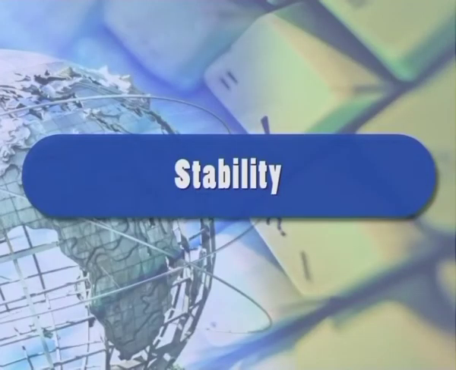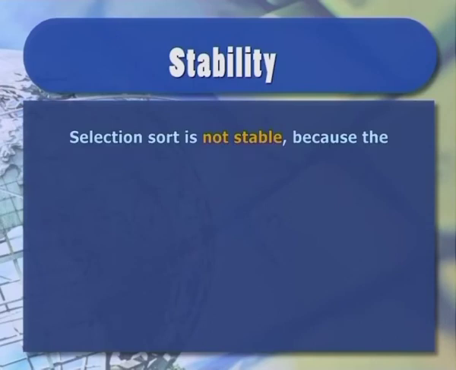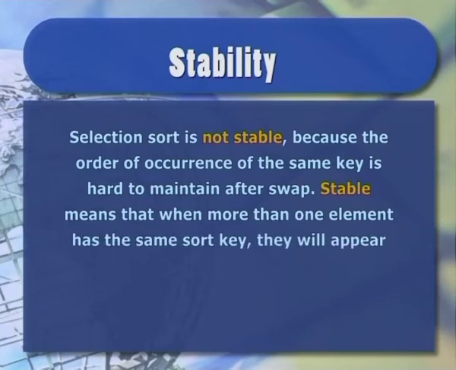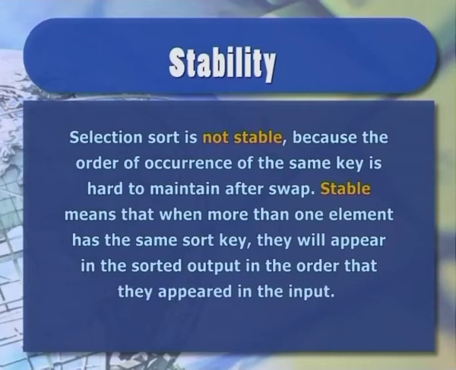Stability. Selection sort is not stable because the order of occurrence of the same key is hard to maintain after a swap. Stable means that when more than one element has the same sort key, they will appear in the sorted output in the order that they appear in the input. The problem is that selection sort swaps elements from the front of the array into the spot vacated by the minimum element, which can mess up the sorted order.